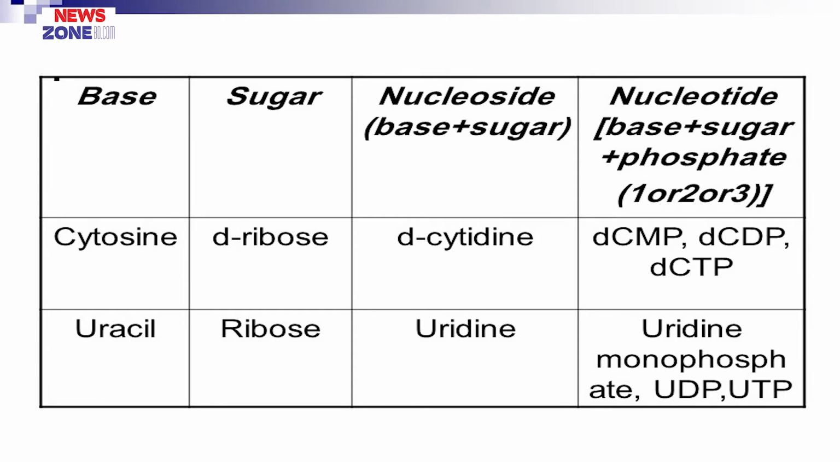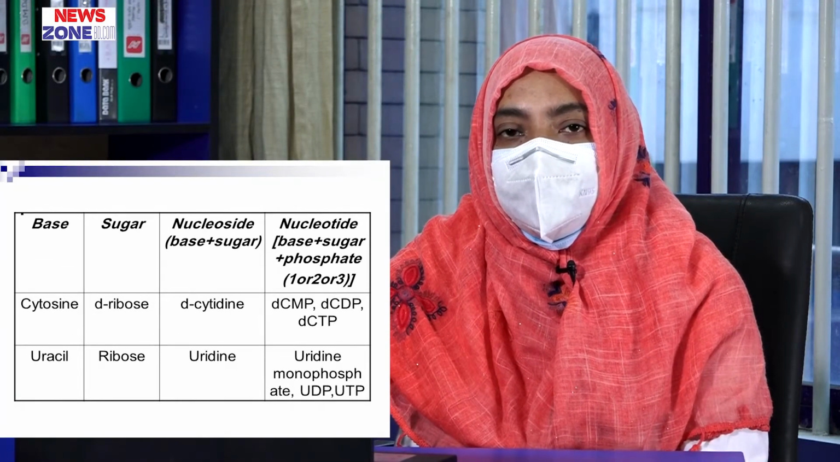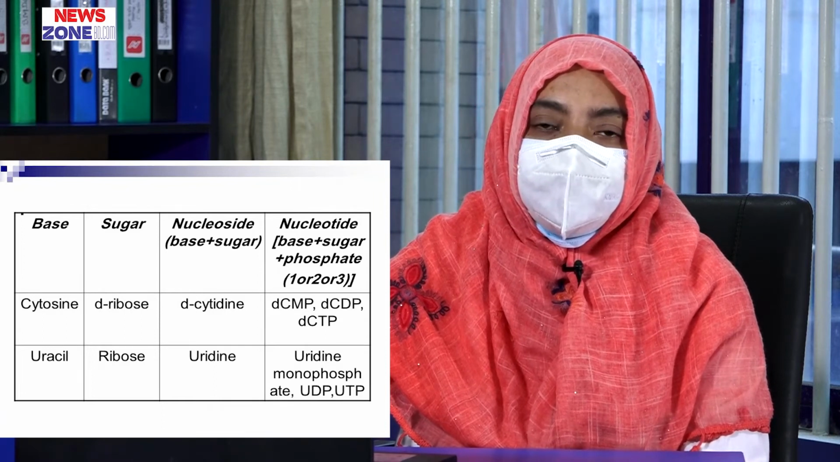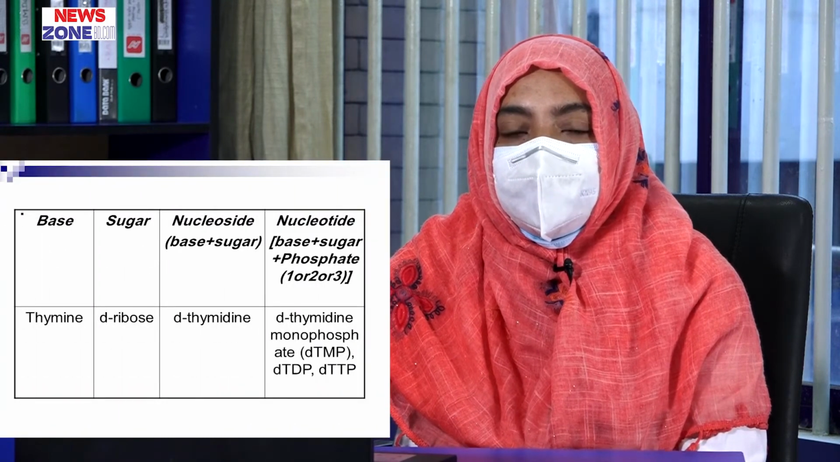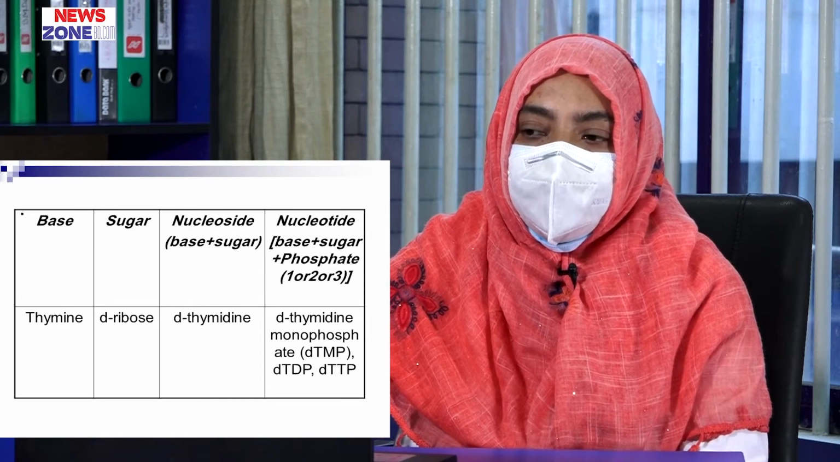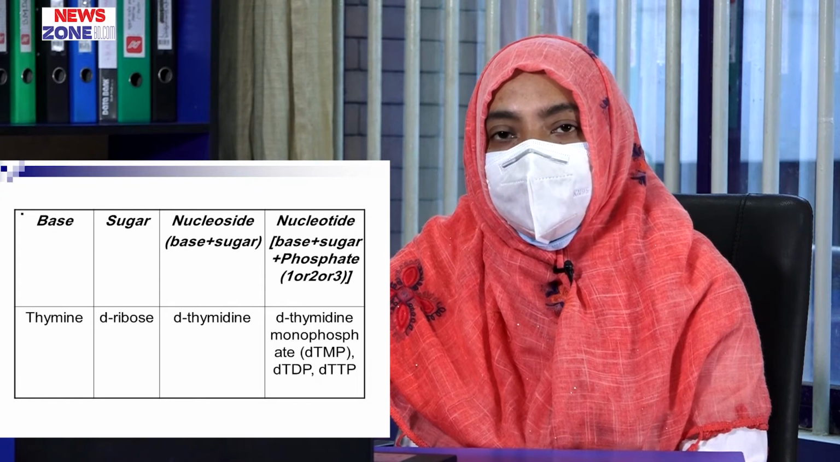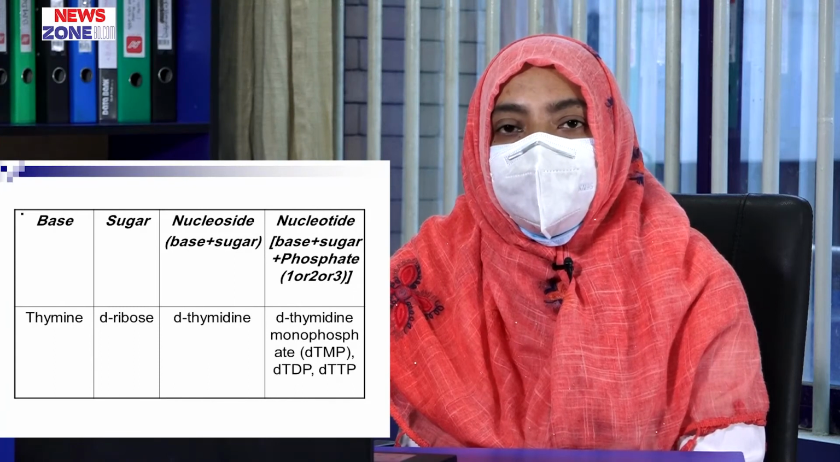Now, if the base is uracil and the sugar is ribose, then the formed nucleoside will be uridine and the formed nucleotide will be uridine monophosphate, uridine diphosphate and uridine triphosphate. Now, if the base is thymine and the sugar is D-ribose, then the formed nucleoside will be D-thymidine and the formed nucleotide will be D-thymidine monophosphate, D-thymidine diphosphate and D-thymidine triphosphate. These are all about nucleotides.